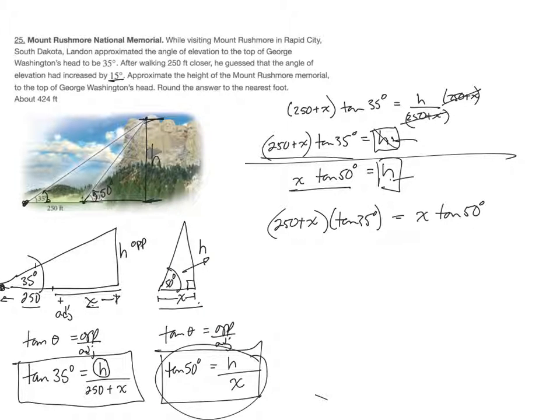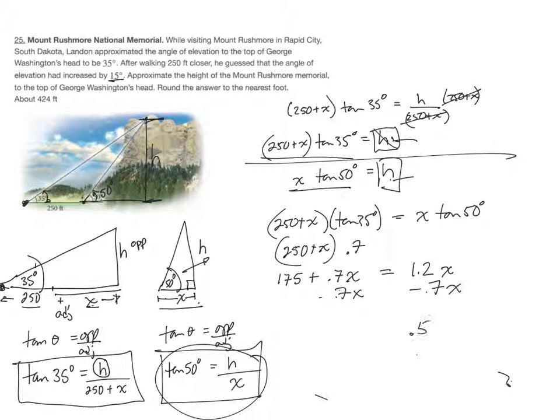Calculator, right there. Tangent of 35 is 0.7. So I have 250 plus x times 0.7. Might as well distribute that through. Times 250, that's about 175. So 175 plus 0.7x is equal to tan of 50. Tan of 50, ooh, 1.2 call it, so it'd be 1.2x. Got to get my x's together, so I'll subtract 0.7x on the left side and the right side. On this side it'll be about 0.5x equals 175. Now I'll divide 175 by 0.5. 350. So x is equal to 350.